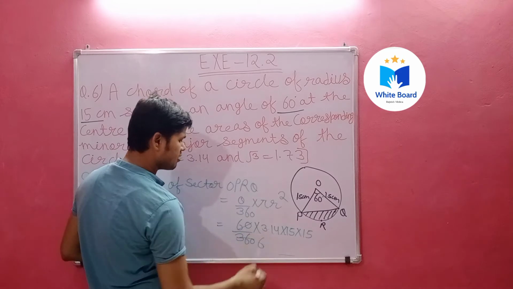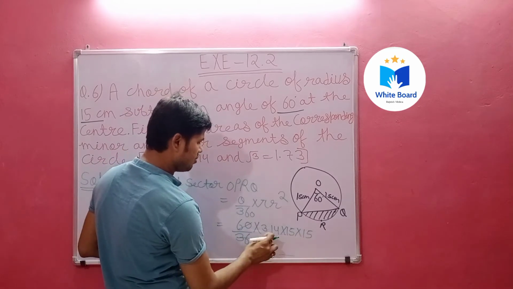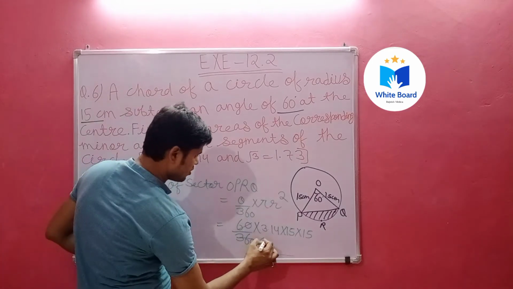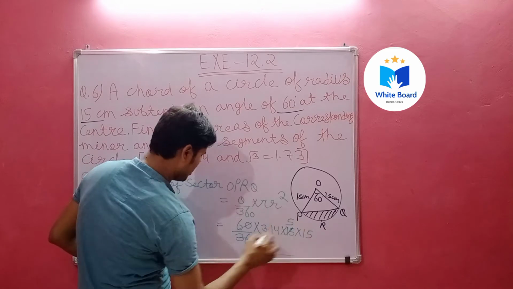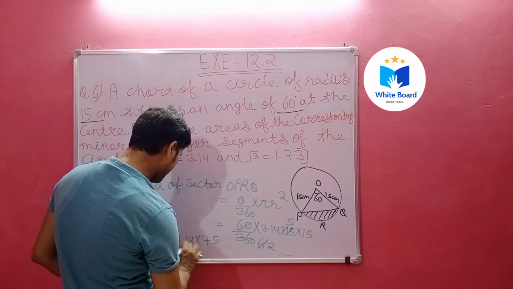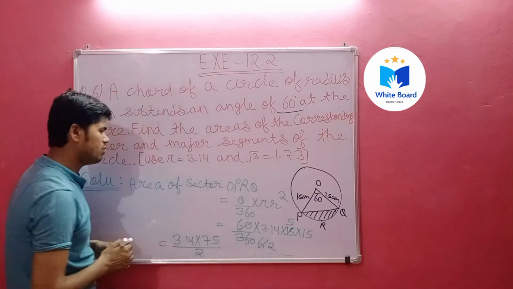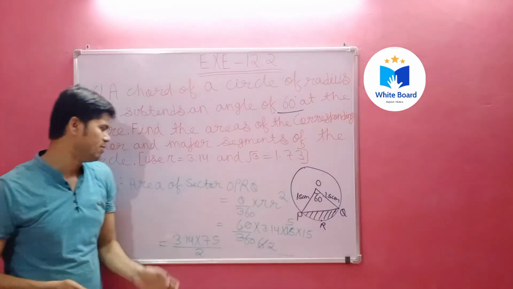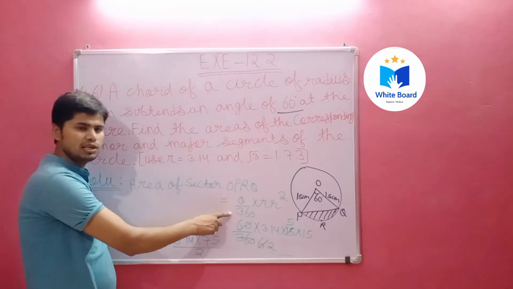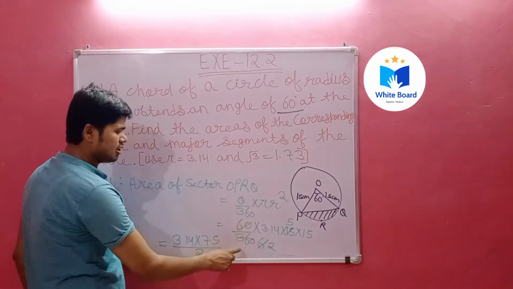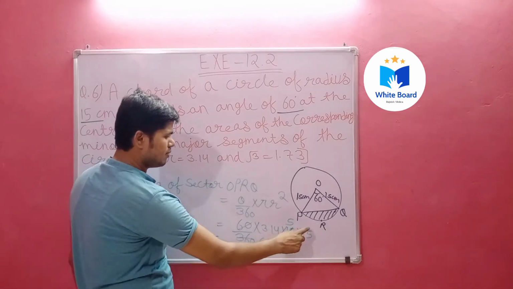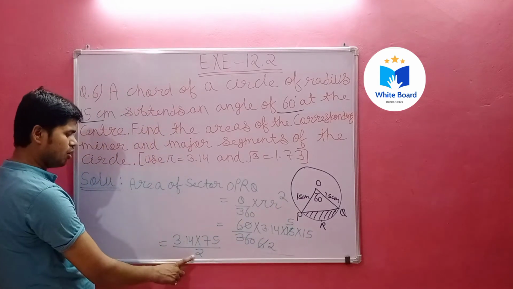This cancels out by 6. And now we multiply 3.14 with 15 into 5. We will get 3 fives are 15, 3 sixes are 18 cancels. That is 3.14 multiply 75 upon 2. So with the help of the given radius and the central angle, we find the area of sector OPRQ. That is theta upon 360 pi r square, theta is 60, we cancel out by 6 times, 3.14 multiply 15 multiply 5, that is 75 upon 2.